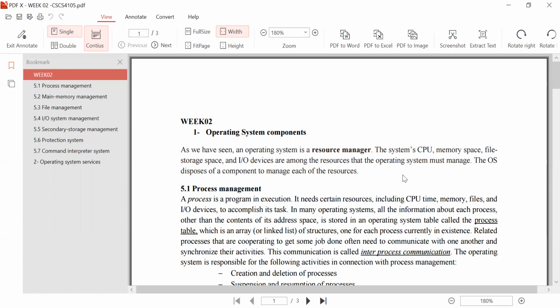So today we are now to look at some major components of the operating system. Like we said last time, the operating system is more of a resource manager. It means the operating system is responsible for managing the resources that you have in the computer system. And when we talk of resources, we are talking principally of the CPU, the memory, the files, and input, output. So those are some of the major resources that you have in a computer system that the operating system manages.